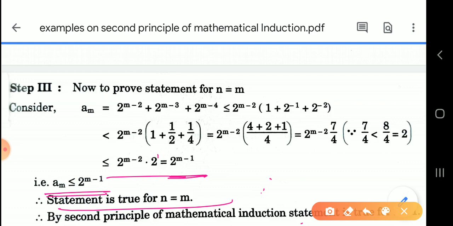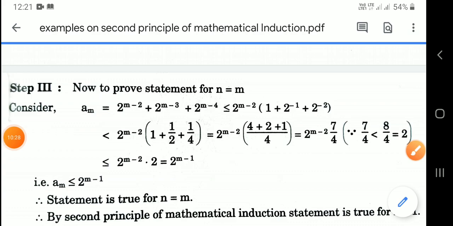Okay. Here in this example we considered 3 parts. Solve this example once again.